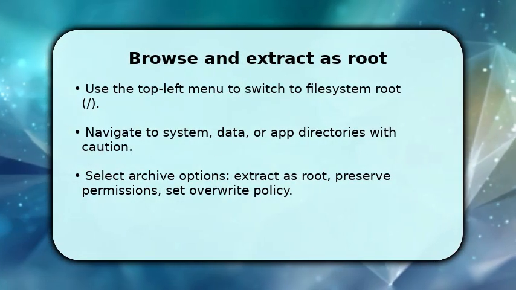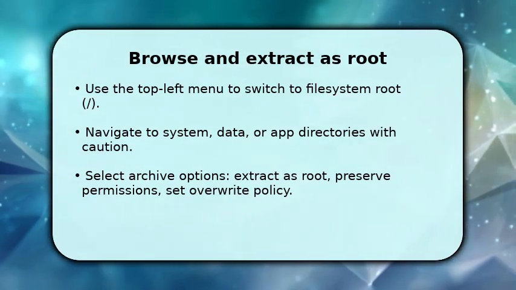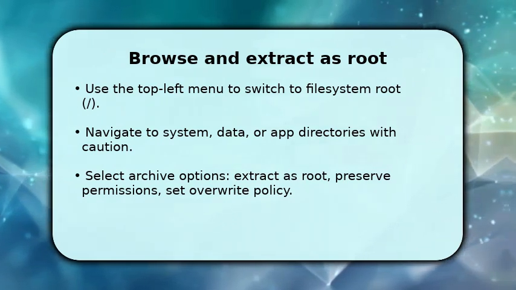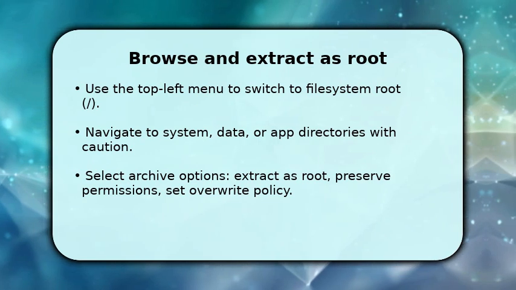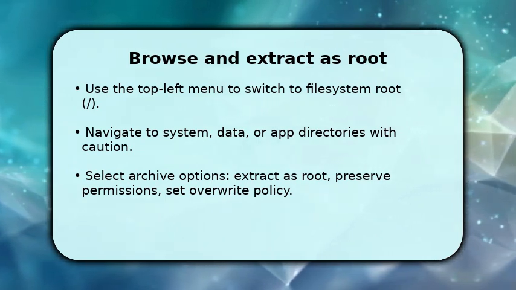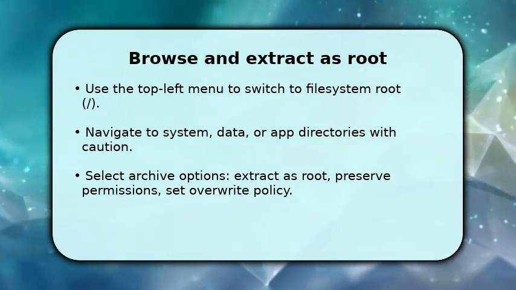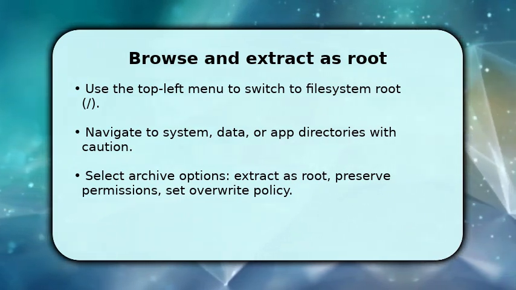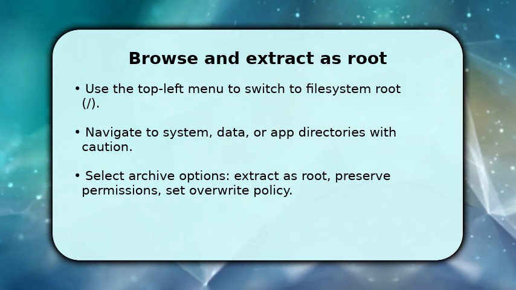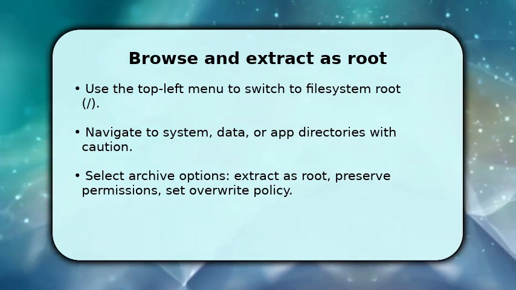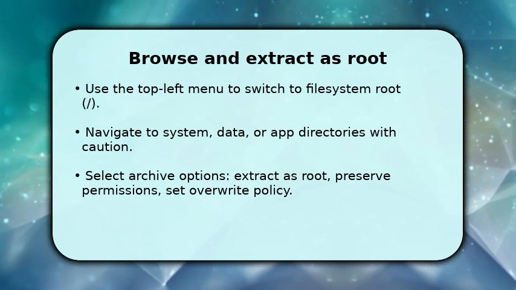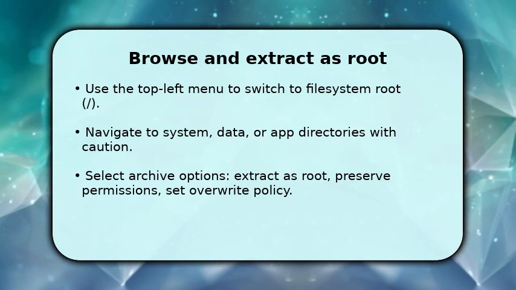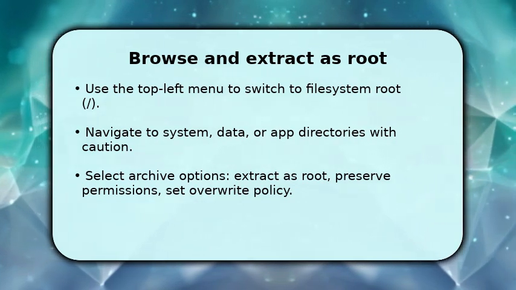You now use Zarchiver's root mode to navigate the actual file system root. Tap the menu and choose the root path /. Make sure you move carefully into System, Data, or App folders. These are sensitive. When opening or extracting archives, pick Extract as root and enable Preserve Permissions so files keep correct owners and modes. Once done, choose an overwrite policy that won't erase unexpected files. This gives you control and prevents accidental deletions while applying changes precisely where needed.